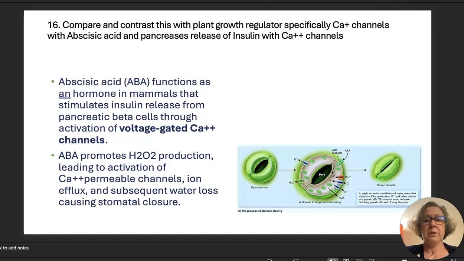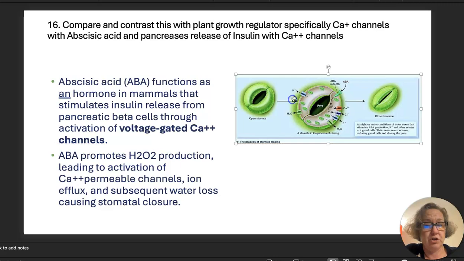Compare and contrast this with the plant growth regulator, specifically the calcium channel with abscisic acid and the pancreas's release of insulin. So again, here's our abscisic acid voltage gated calcium channel. Abscisic acid triggers our voltage gated calcium channel. Calcium comes in, and we have all these chlorine and potassium that go out, water goes with it, and that is our voltage gated calcium channel. It promotes the hydrogen peroxide production, the leaving and activation of these channels.